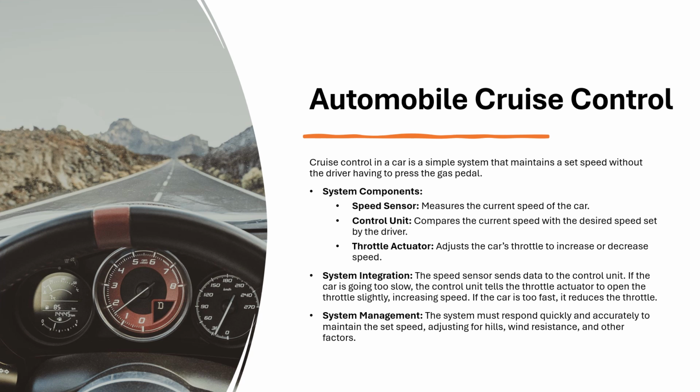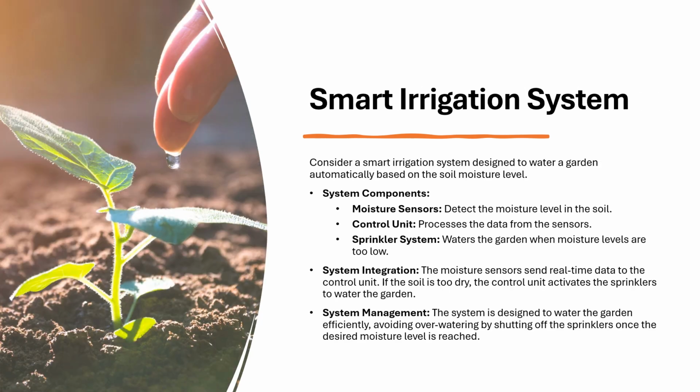So you have to think about it. Let's take a smart irrigation system. Consider a smart irrigation system designed to water a garden automatically, based on the soil moisture level. The system components in this case would be moisture sensors, which detect the moisture level of the soil, a control unit which processes the data from the sensors, and a sprinkler system that waters the garden when the moisture levels are too low. So these are the basic system components.